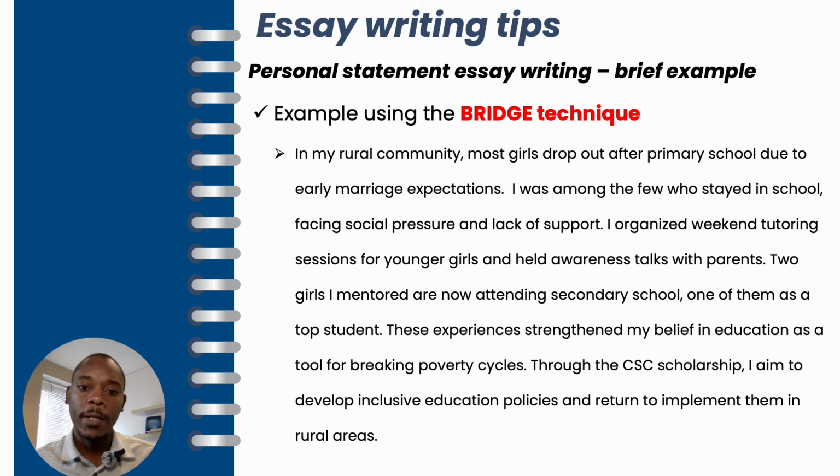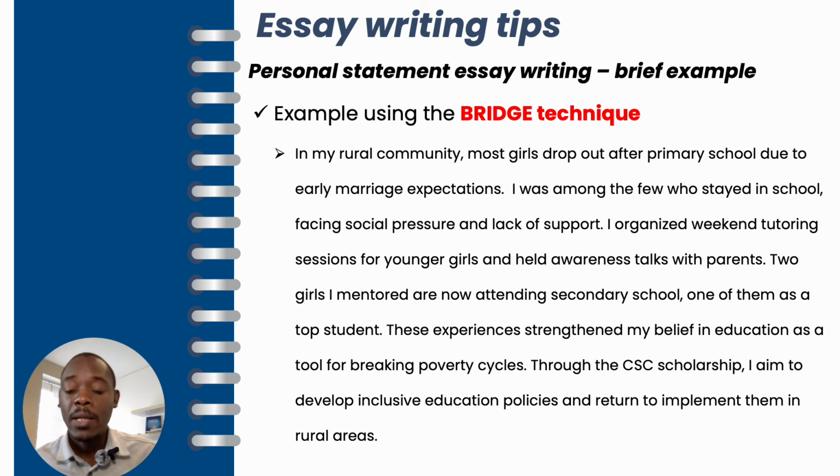So this is how we'd write the essay. In my community, most girls drop out after primary school due to early marriage expectation. So this is the barrier. Okay, how is it relevant? I was among few who stayed in school, facing social pressure and lack of support. So this is why it is relevant, because you are also a girl and you faced this social pressure of early marriages.